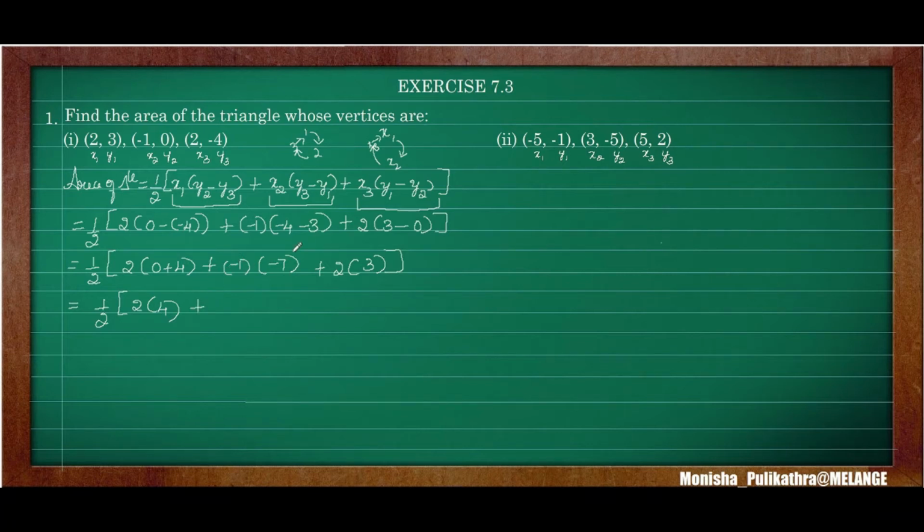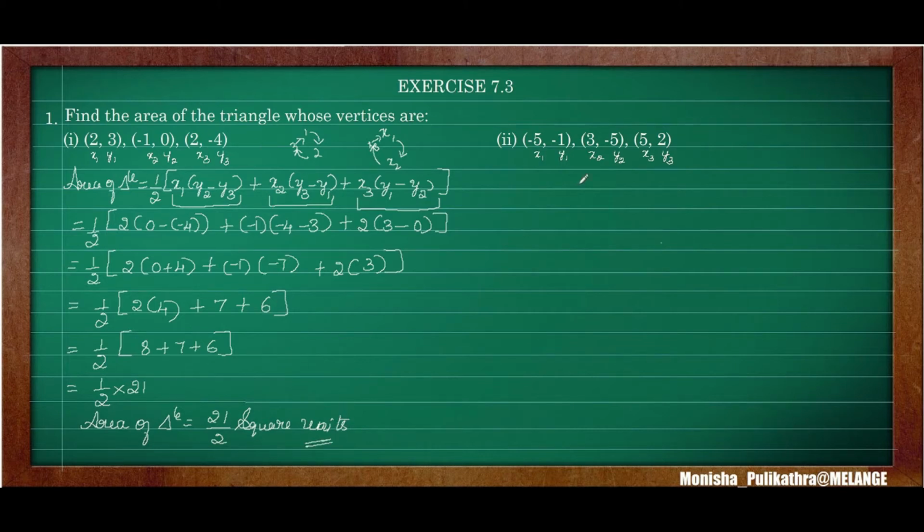Minus into minus becomes plus. So the minuses cancel each other. So 7 into 1 is 7 plus 2 3s are 6. Next half into 4 2s are 8 plus 7 plus 6. So half into, 8 plus 7 is 15. So 15 plus 6 is 21. So 21 by 2. Here 21 is not divisible by 2. We can write the value as 21 by 2 itself. Area of the triangle is equal to 21 by 2 square units. So this is the way of solving an area of triangle problem.